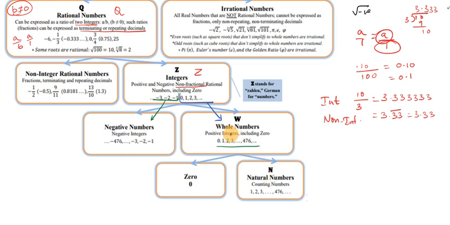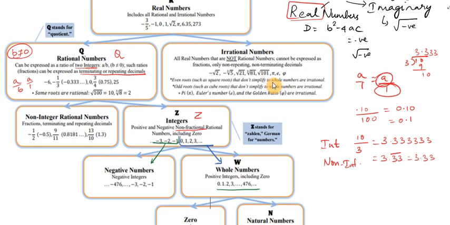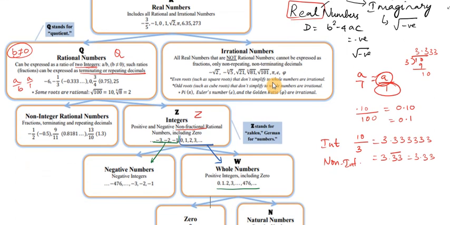Positive integers including 0 are called whole numbers. So now we've learned the classification of rational numbers completely. Next we will learn about irrational numbers. That is our next point of concern.